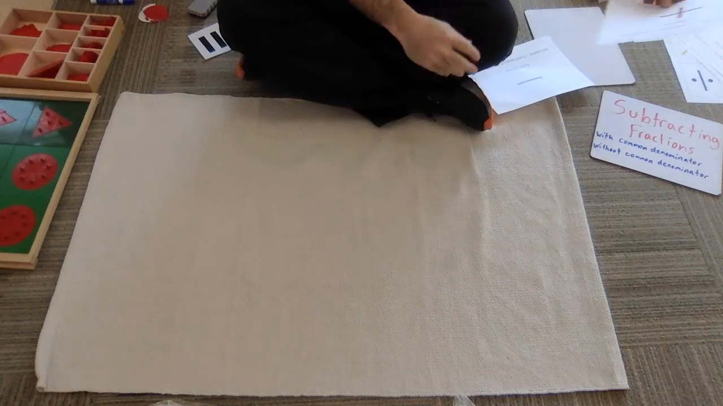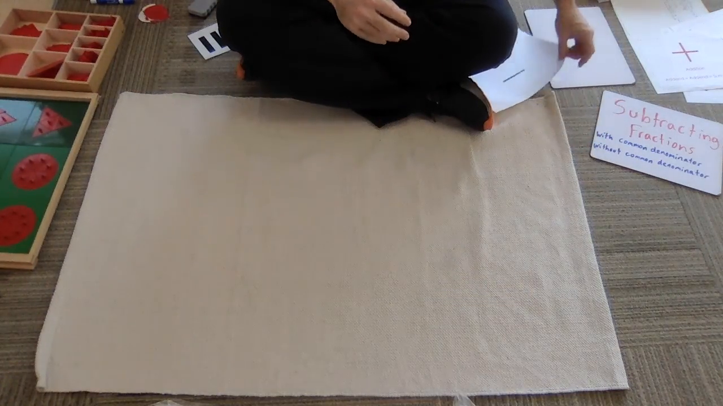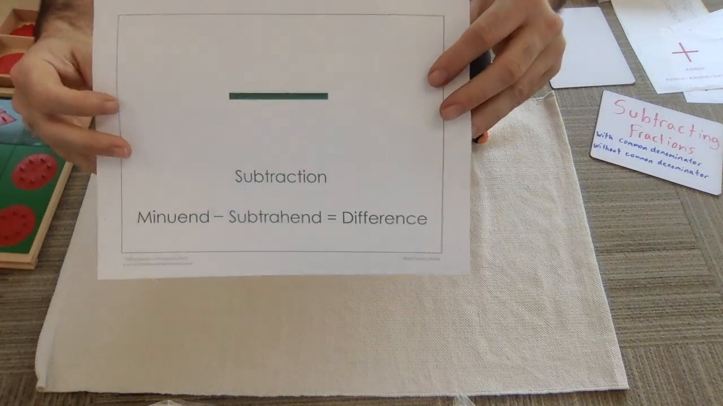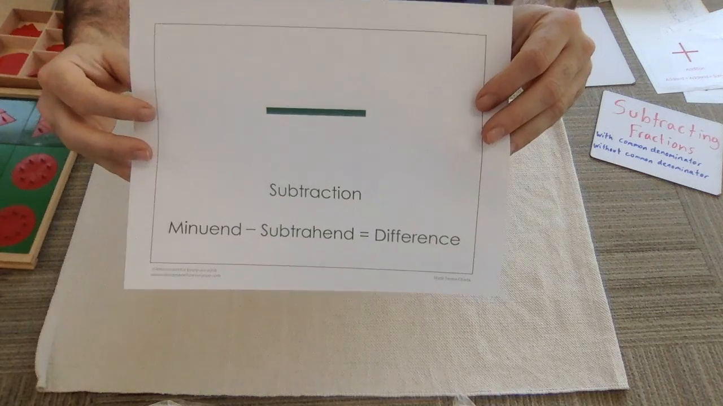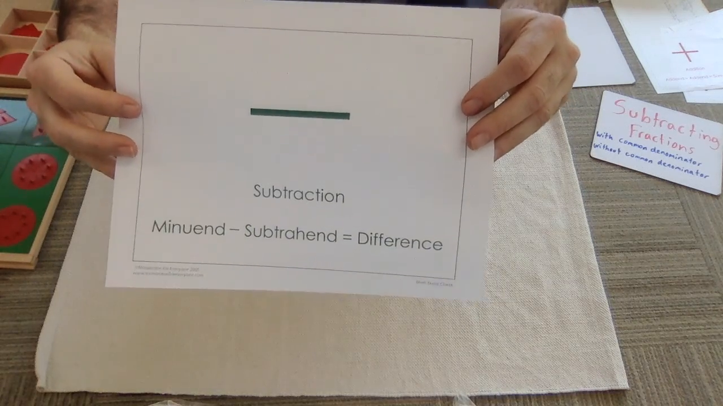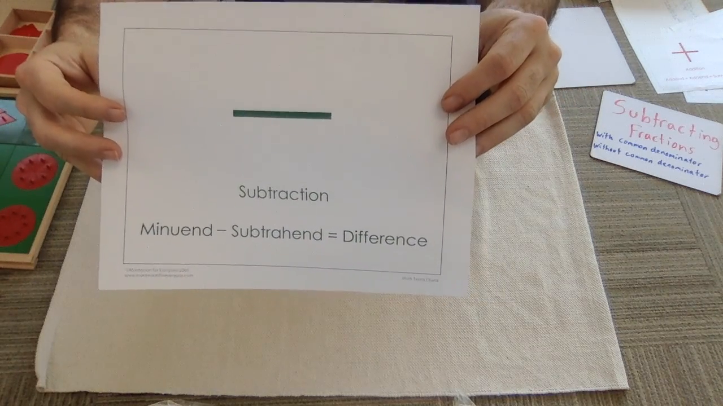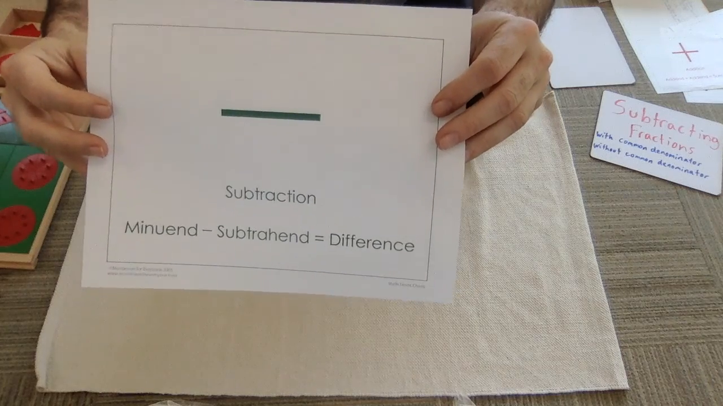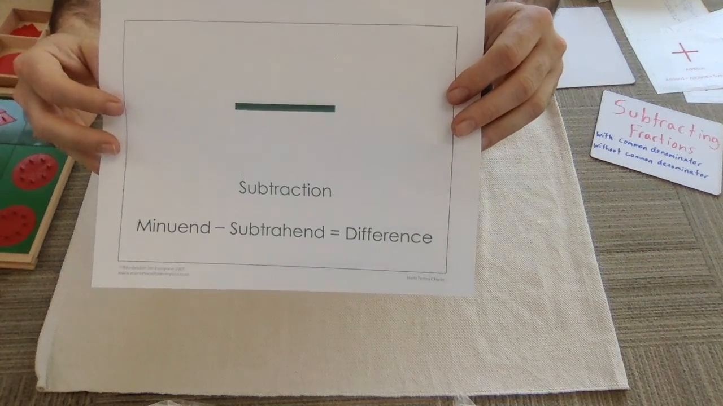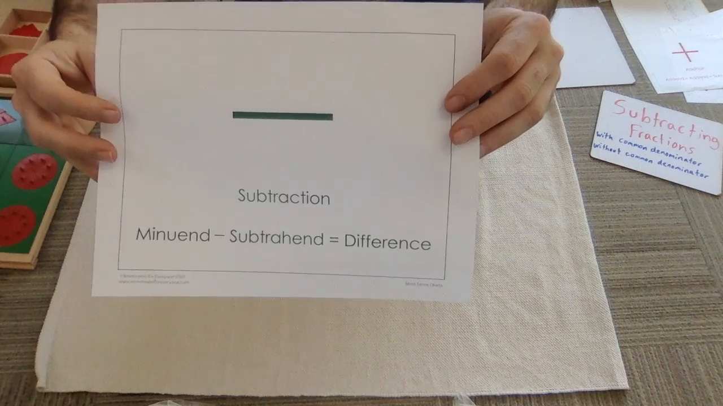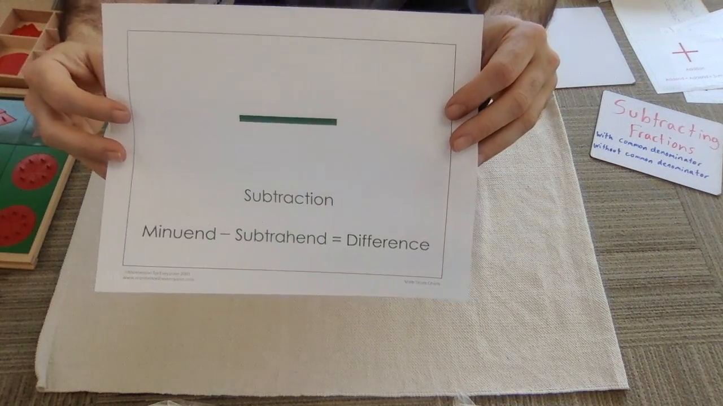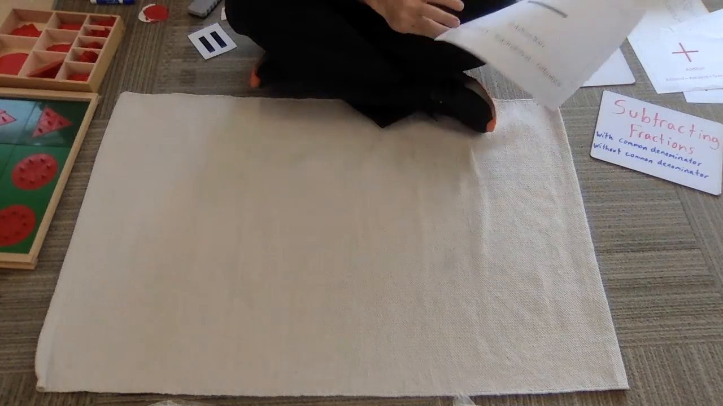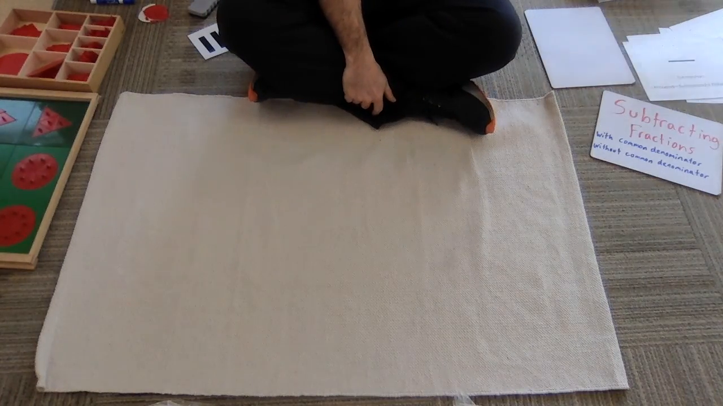But in subtraction, you have different terms. You have what's called a minuend, a subtrahend, and a difference. So these are special words we use when we talk about subtracting. So we have the minuend, which is what is going to be subtracted from. What is subtracted is the subtrahend, and the difference is the difference, or what is left over. So keep that in mind as we move forward.